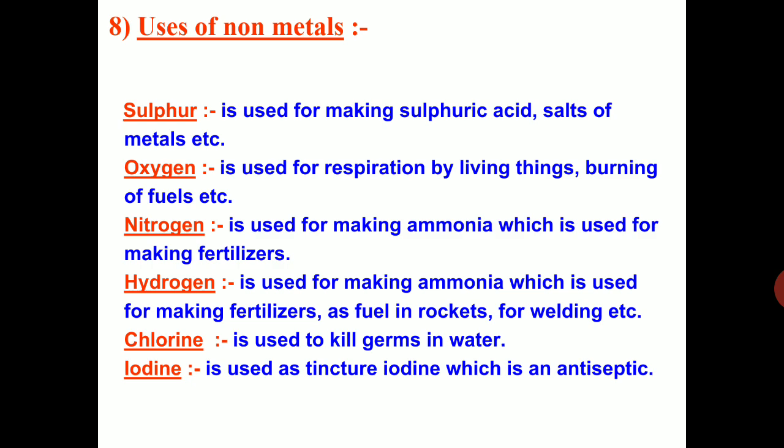Chlorine is a non-metal which is used to kill germs in water. Iodine is used to prepare tincture iodine, which is an antiseptic. So these are the uses of non-metals. So in this chapter we have learned the physical properties of metals and non-metals and the chemical properties of metals and non-metals.